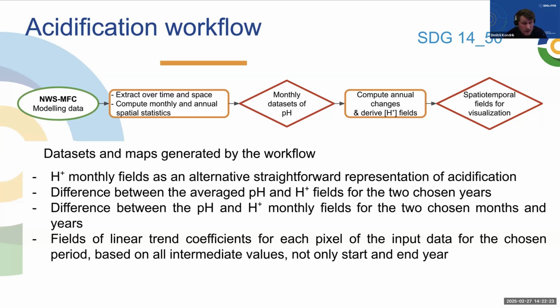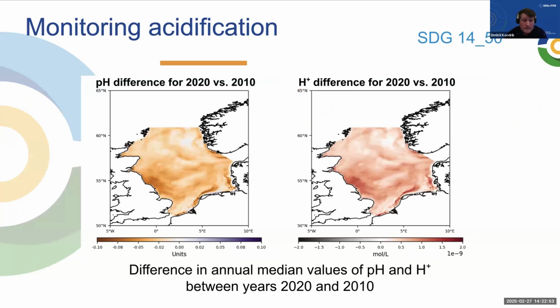So regarding the datasets and maps generated by this workflow, as I mentioned before, we produce the monthly fields of hydrogen ion concentration as an alternative representation. The fields of difference between the pH and H plus on monthly and annual scale, and also a field of linear trend coefficients for each pixel of the input data for the chosen period, based on all intermediate values, meaning yearly values, not only start and end year.